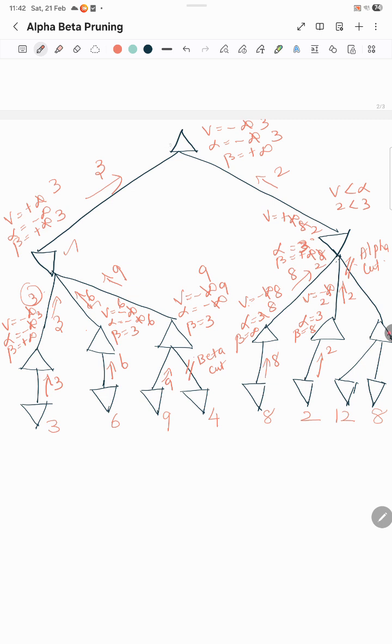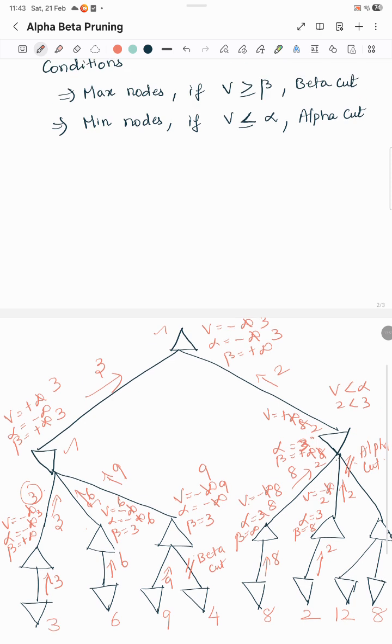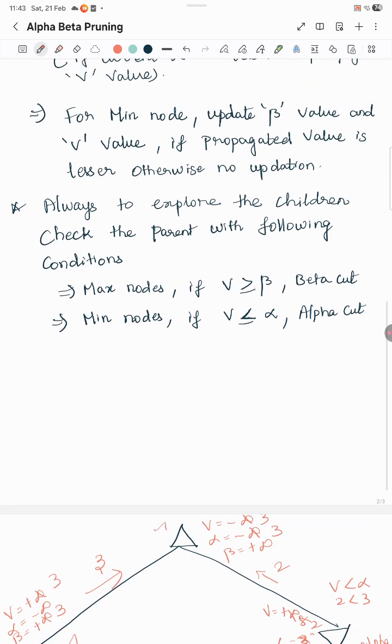Now the value for this max node is 3, and this is 3. So that's how we have solved the alpha beta pruning. Hope you have understood. So these things you have to keep in mind for beta cut and alpha cut. For max node, if v is greater than or equal to beta, means no need to explore the children, you can prune. For min node, if v is less than or equal to alpha, means alpha cut. Through that you can prune the branches.